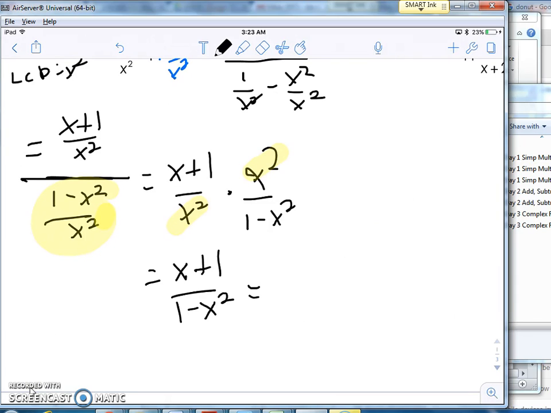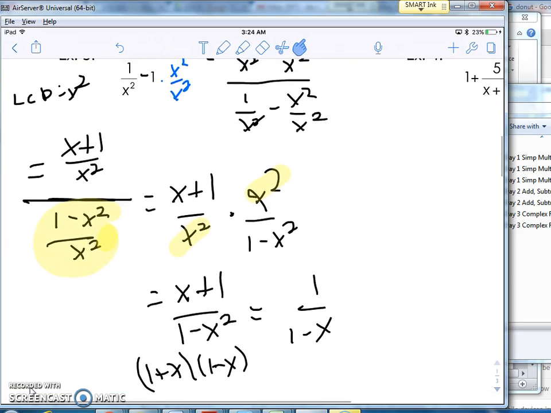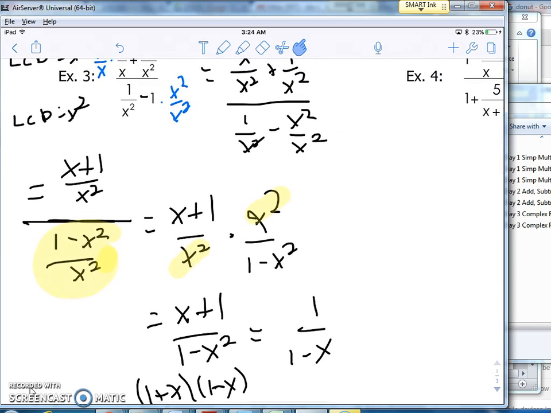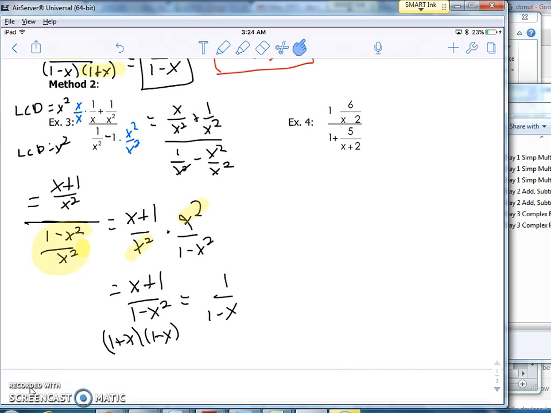Factor the bottom to x plus 1 times 1 minus x, and this will reduce to 1 over 1 minus x, and we'll have the same restrictions as we did in example 1. This really isn't my favorite way of doing it. It seems to be more work, in my opinion. But the process might be a little bit more familiar. I'm going to stick with the first method.